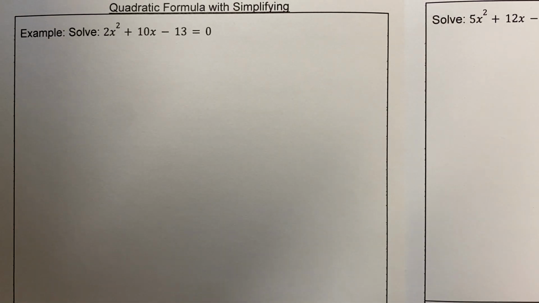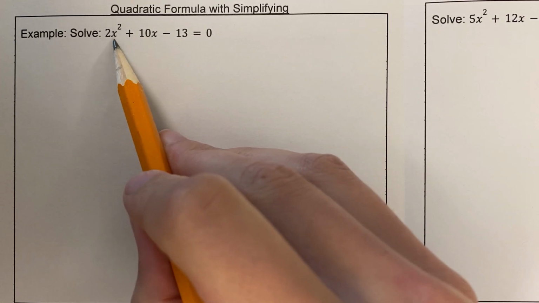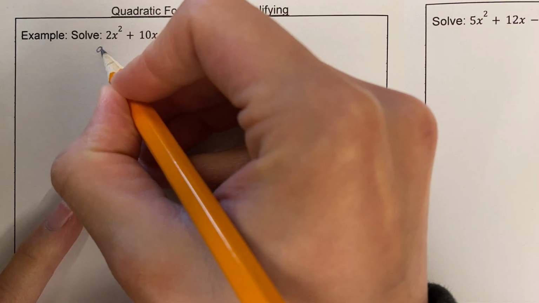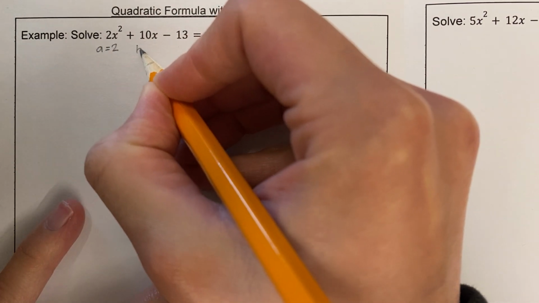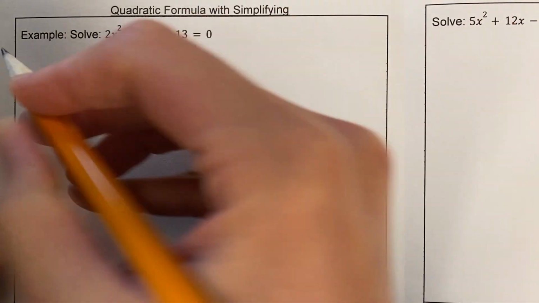This problem starts off the same as our other quadratic formula problems, where we make sure it's in standard form, ax squared plus bx plus c equals 0, and it is. So we're going to go ahead and start with the quadratic formula. Our a is 2, our b is 10, and our c is negative 13.